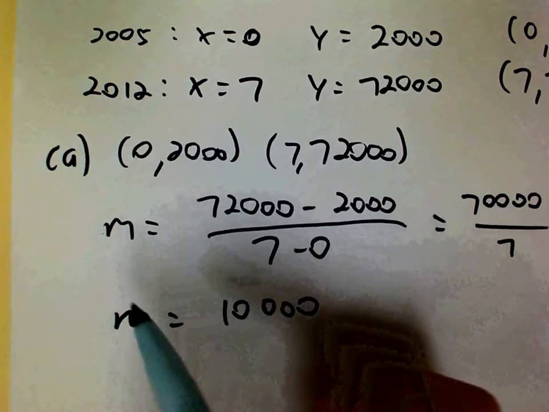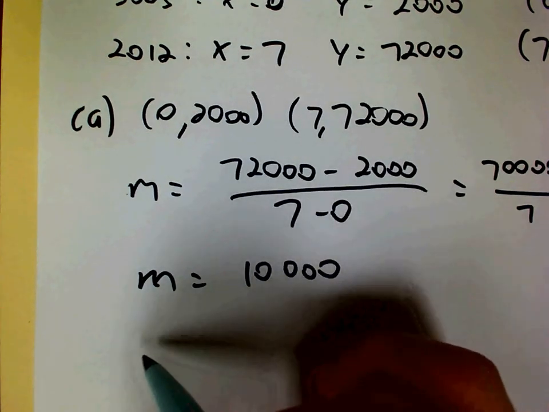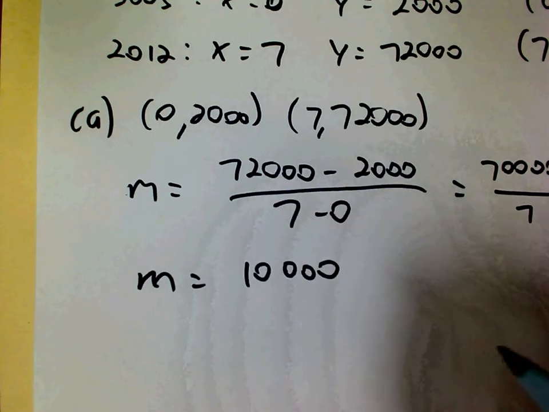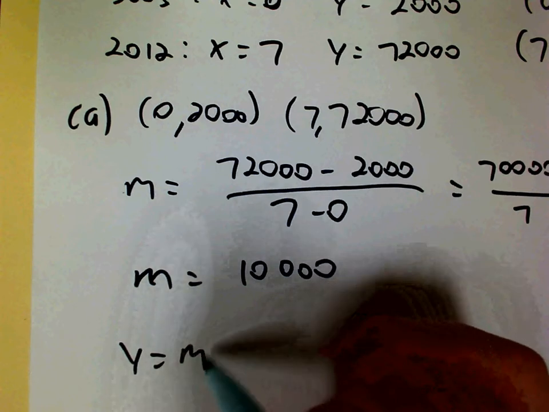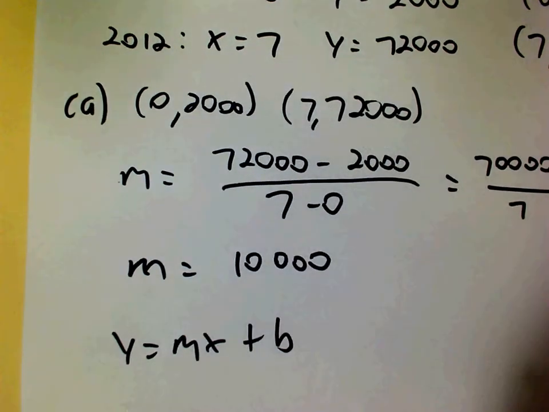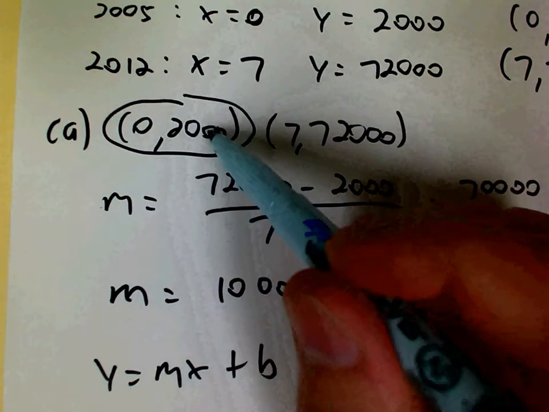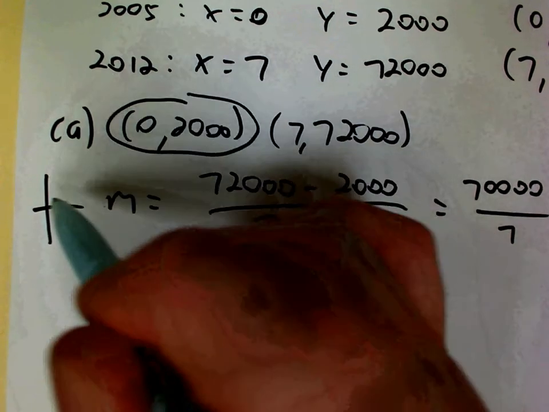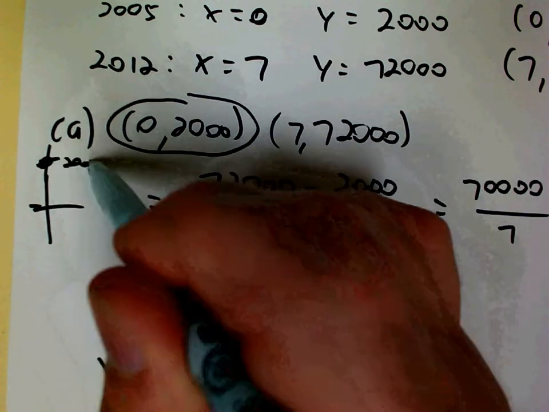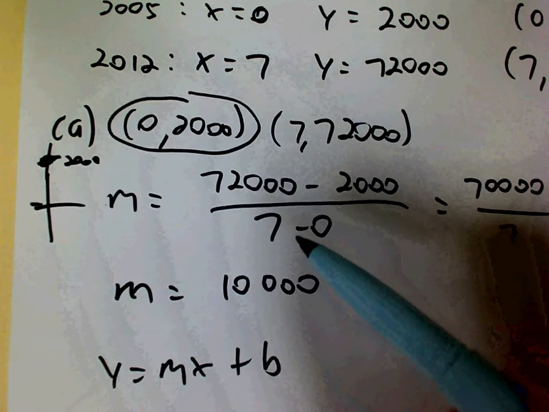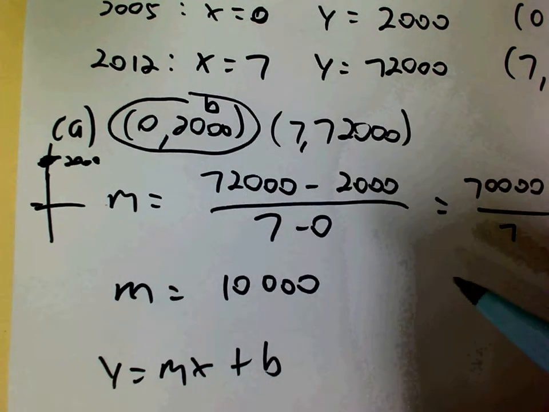Now, to find the equation of the line, there's a couple ways we can do it. We can use y minus y1 equals m times x minus x1, which is point slope, but I'm actually going to use y equals mx plus b. And the main reason why I'm doing that is because of this point right here. If I were to plot that point (0, 2,000) on an xy plane, it would be somewhere up here, which means it's on the y-axis, which means it's a y-intercept, which means that 2,000 is our b.